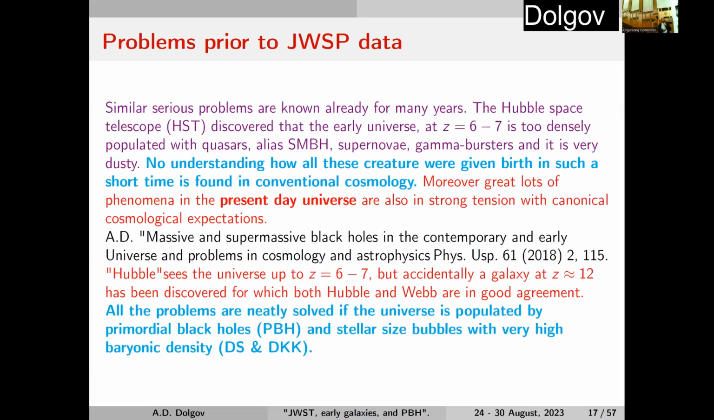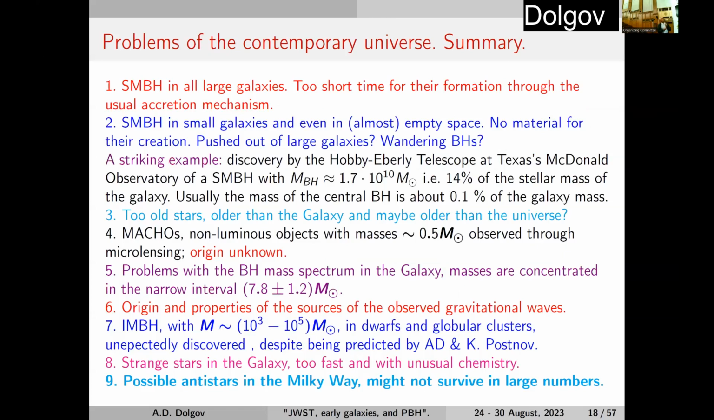There is also something that I wanted to mention, that even prior to James Webb, there existed problems found by the Hubble Space Telescope, and it was described in my review in Physics Uspekhi, and there is indeed a big collection of data which didn't fit the standard cosmological model. Okay, I have to rush. So there are maybe just several things mysterious observed in the galaxy.